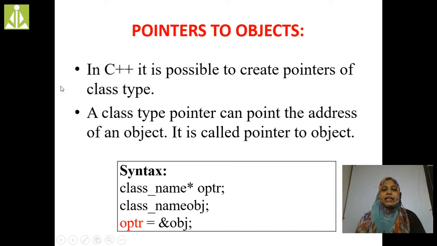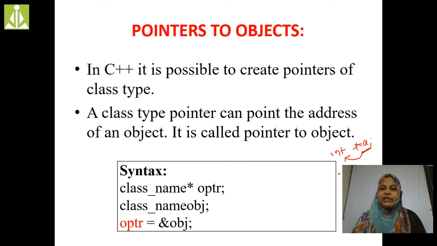Now here in C++ we can create pointers of the class type. In general, for example, in C, how are we going to create a pointer? See here, int star a, for example. Here we are creating the pointer a for the data type integer.